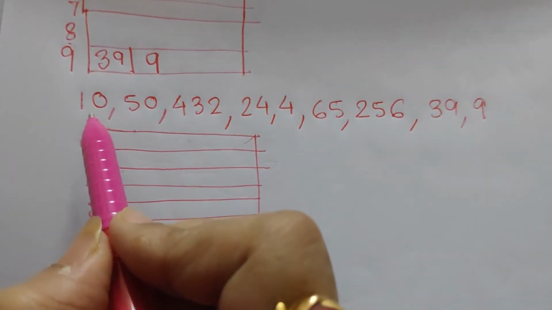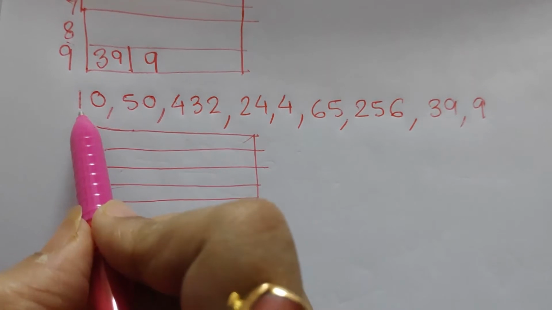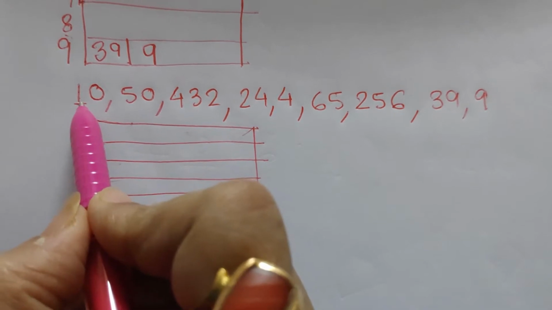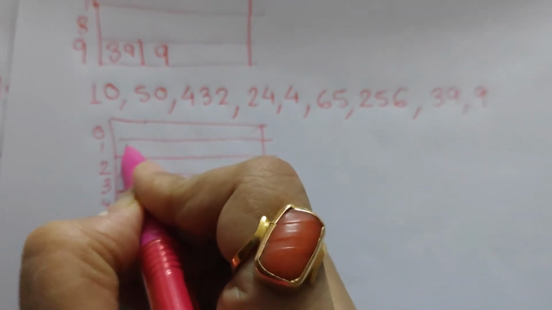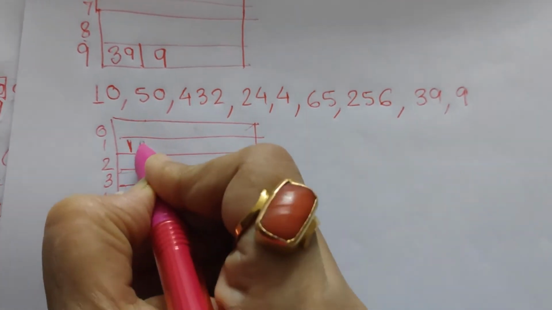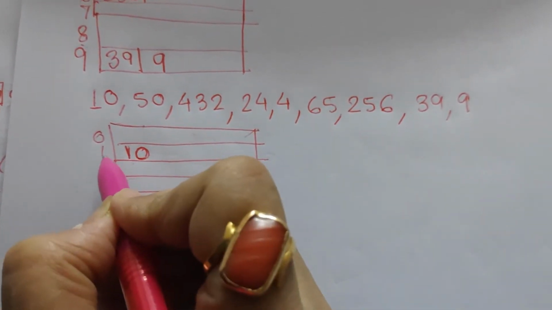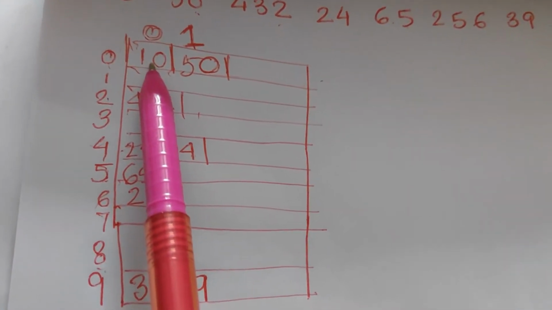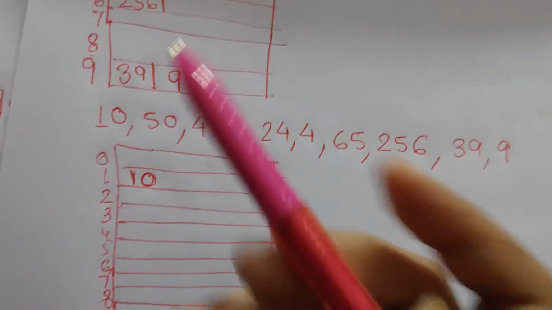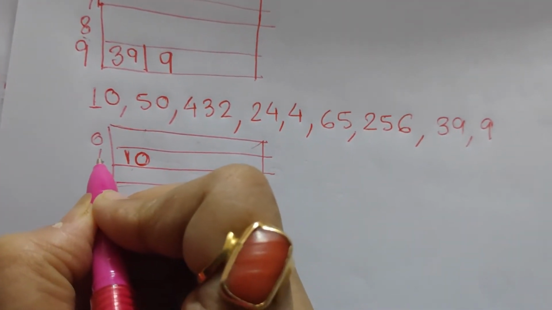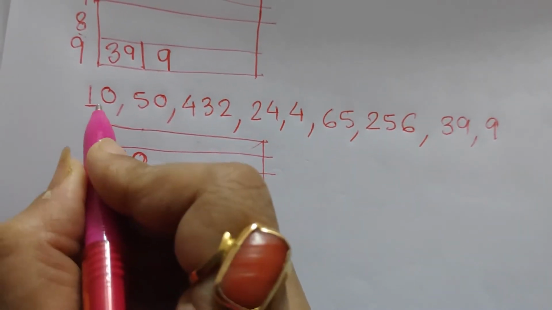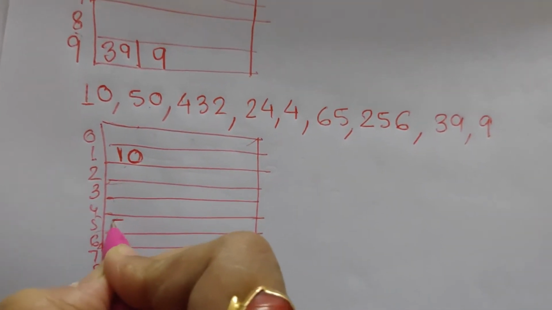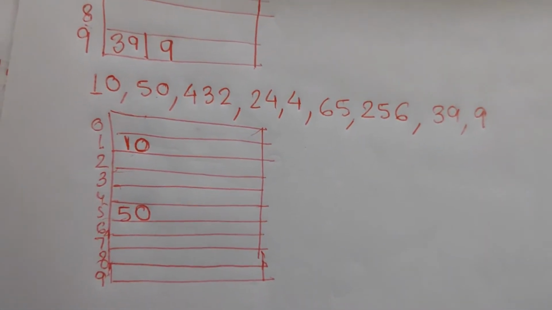So now we will start off with the tens place digit of each of the numbers. So what is the tens place digit of this number? 1. So obviously this number will be inserted as the 0th element of the row that has the row number 1. Correct? So you see in the previous pass 10 was put in the row having the row number 0. Now it has been put in a row that has got row number 1 based on its tens place digit. Then comes 50. So 50 will be inserted in the row that has row number 5.